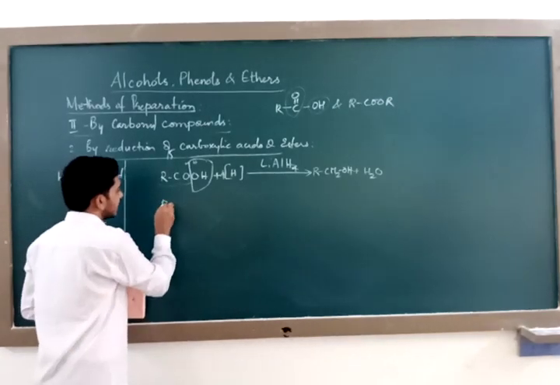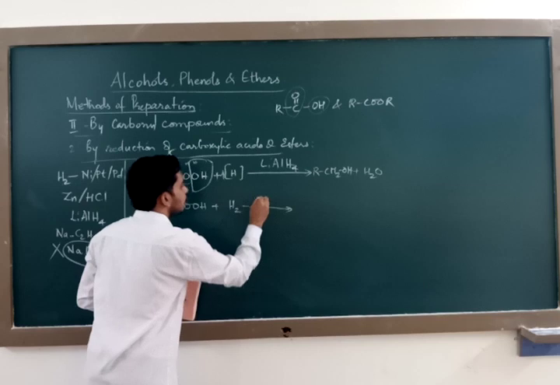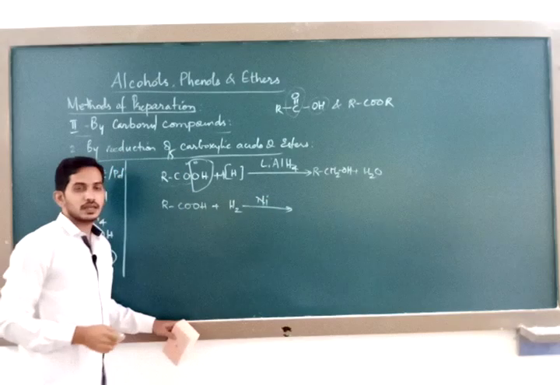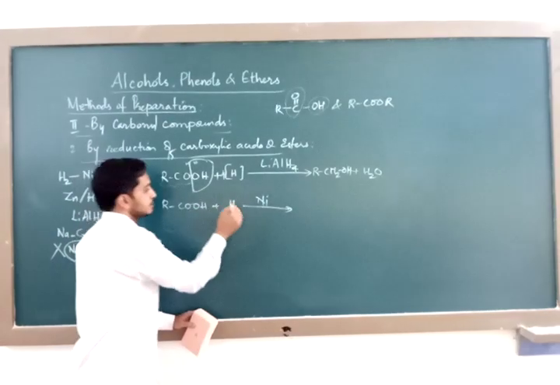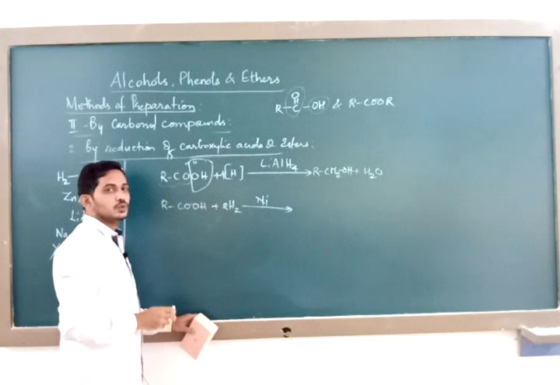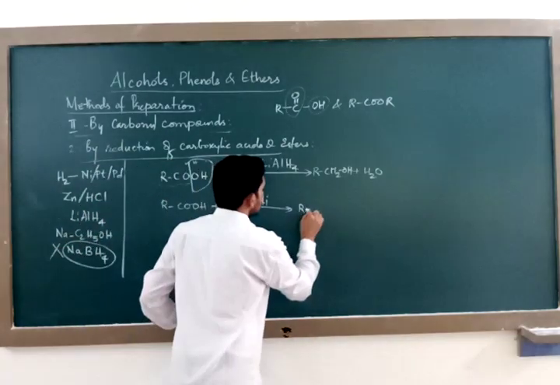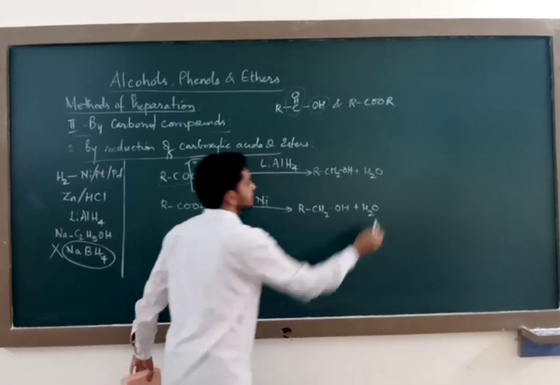Sir, what if I write this method? A carboxylic acid with molecular hydrogen in the presence of a catalyst like nickel, platinum or palladium. Then you need 4 hydrogen atoms, but in the molecular form you need only 2 molecules. So the product will be RCH2OH plus H2 as it is.